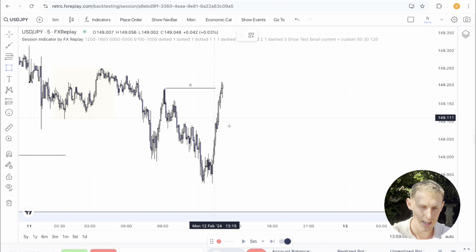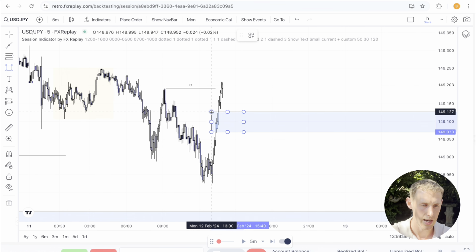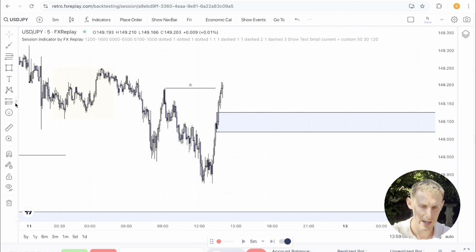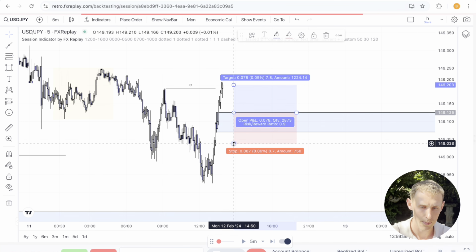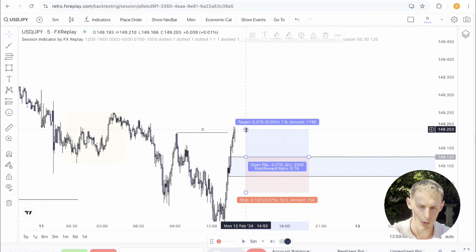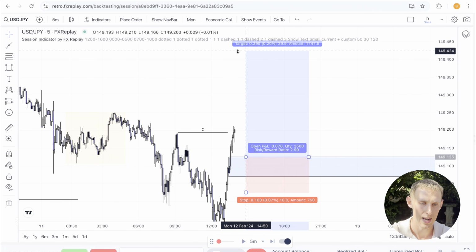Now here, what we can see is price did form an area of demand, so this is actually a valid entry, which I'm going to set. And then, as I said before, we do that mechanical 1 to 3 risk to reward, and let's see how this goes.